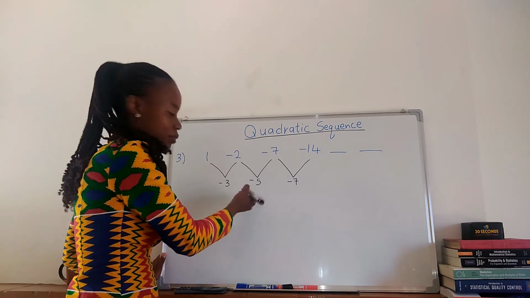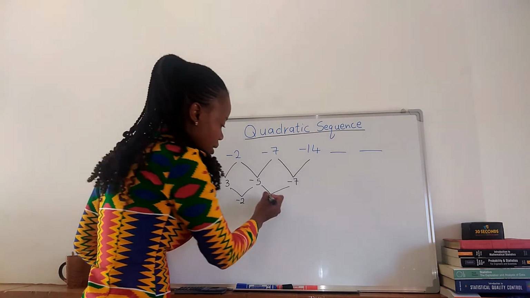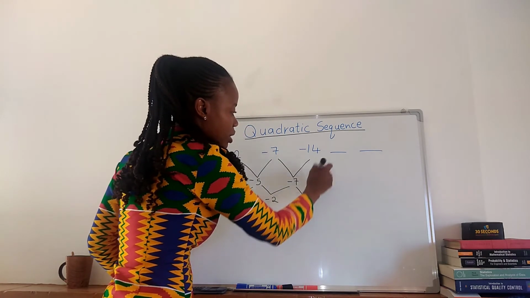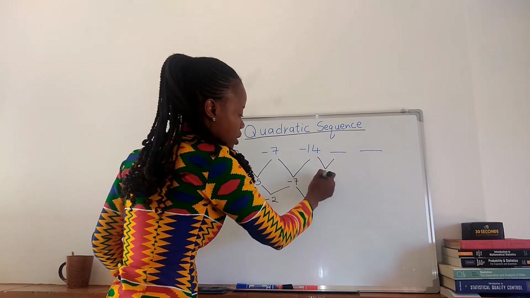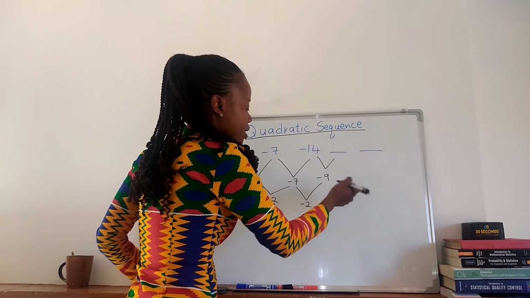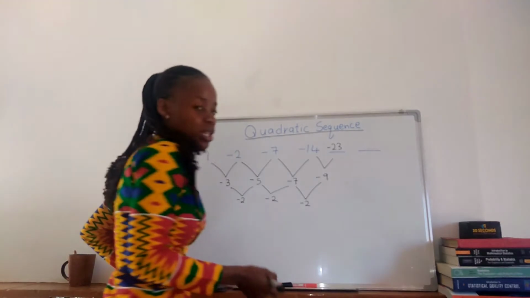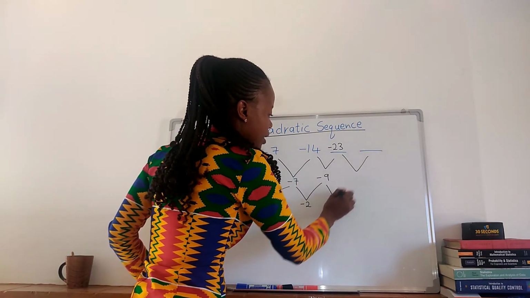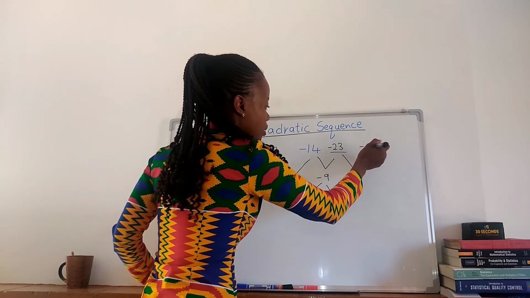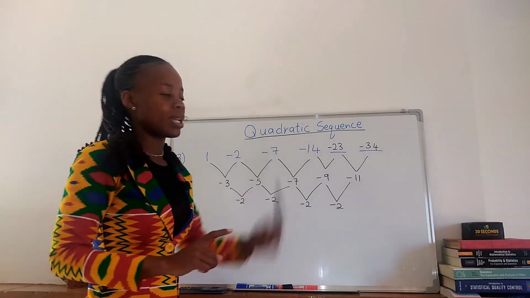From -3 to -5, we subtract 2. From -5 to -7, minus 2. So it means that from -7 the next difference here is minus 2 again. So it means that this one is minus 9, and -14 minus 9 is going to be -23. It's going to be -23. And let's find the last one, minus 2, minus 11, minus 34, right? So this is our next two terms.